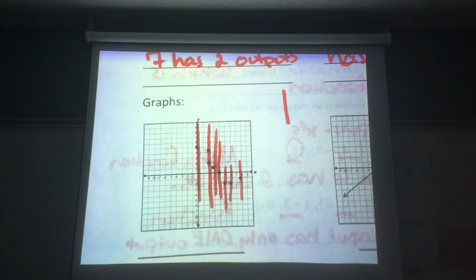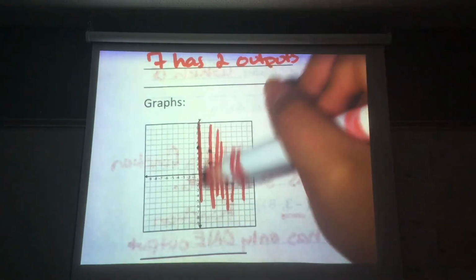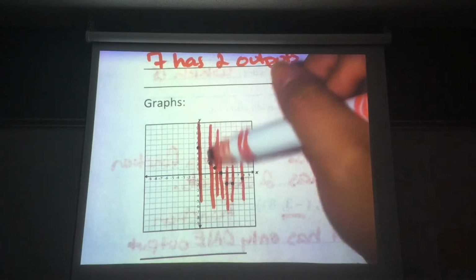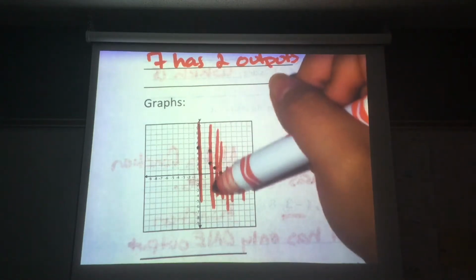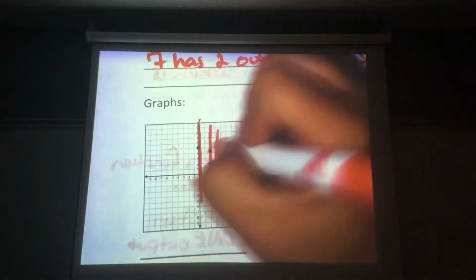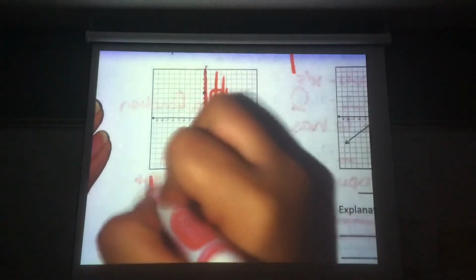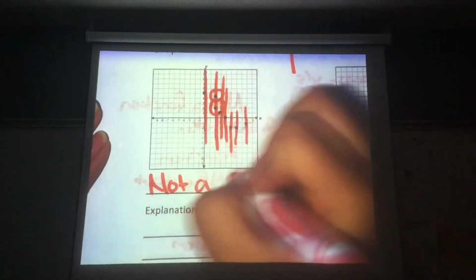So imagining these vertical lines passing through. At this first vertical line, it only crosses once, so that has a single output. Here, though, it crosses twice this vertical line. Therefore, at this spot, it has more than one output. It fails my vertical line test. Therefore, it is not a function.